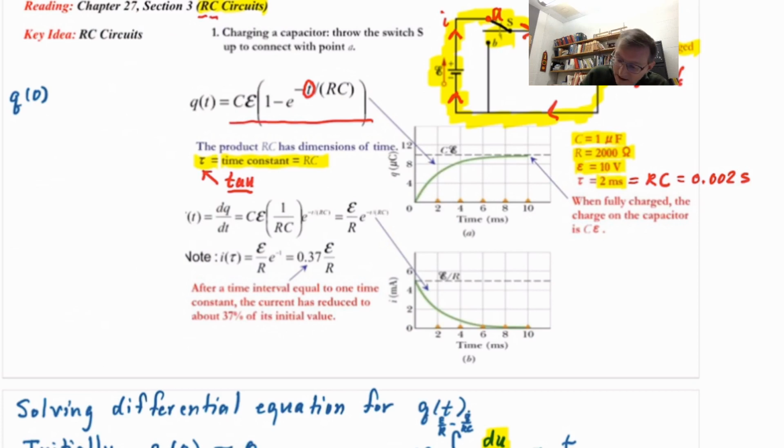Well, 1 minus 1 is 0. And 0 times C times the EMF is still 0. So the initial charge is 0. And sure enough, the graph at time 0 starts with a Q of 0, right down there. And then it smoothly rises.